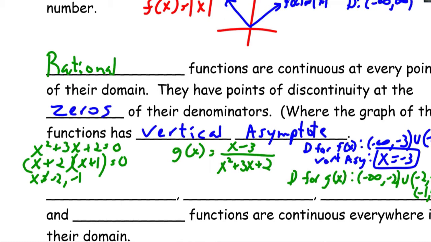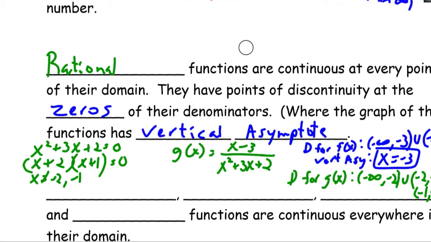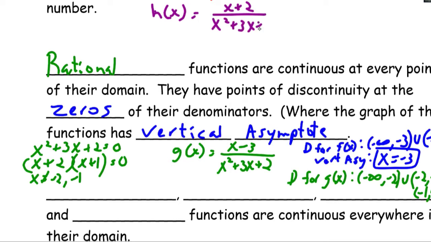If I change g of x slightly to this equation, make it h of x. We'll make it x plus 2 over the same denominator. What's the domain? What are our asymptotes? And the type of discontinuity that occurs?